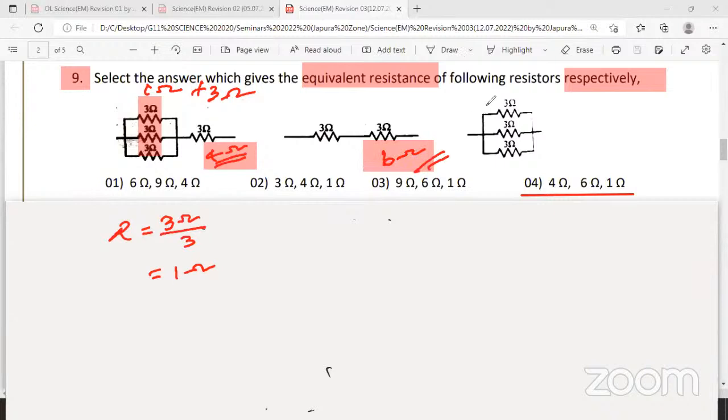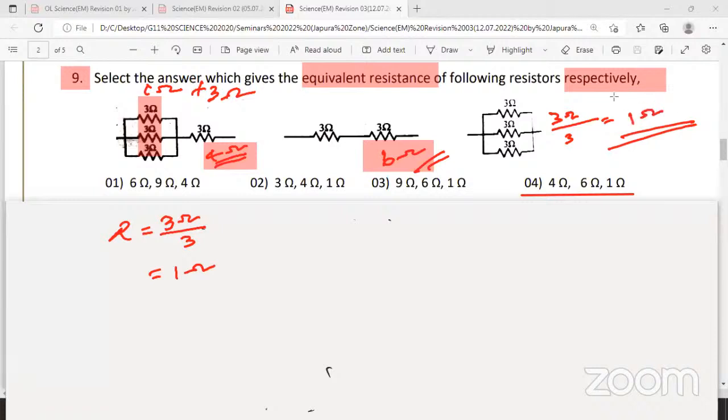Third circuit, look at the screen. 3, 3, 3. All three having the same value. Therefore, 3 over 3 you get 1 ohm. So the final answer is 1 ohm.